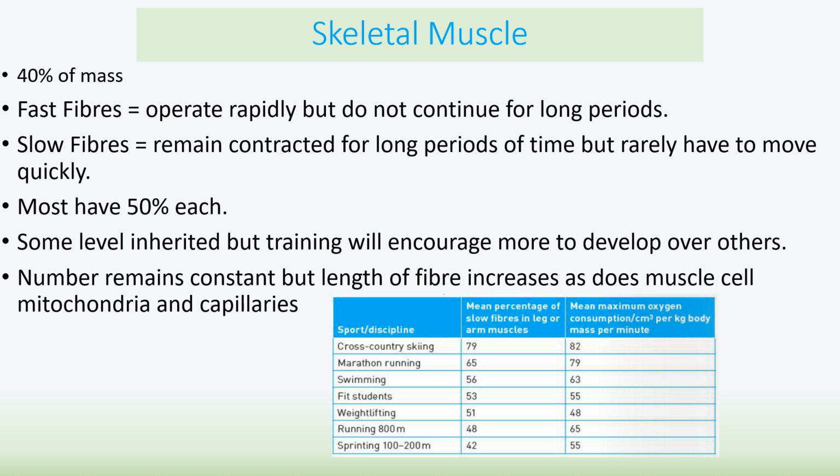Most people have on average about 50% of each. Some of the levels that you get can be inherited, but exercise and training will make you develop more of one over the other, depending on what you're training for. Numbers remain relatively constant, but the length of each fibre increases, as do the muscle cells, depending on how much you exercise them. So you can see here we have the mean number of slow fibers in leg muscle. For a cross-country runner, 79, whereas someone who's sprinting needs more fast muscle fibers, so they have fewer slow fibers as a result.